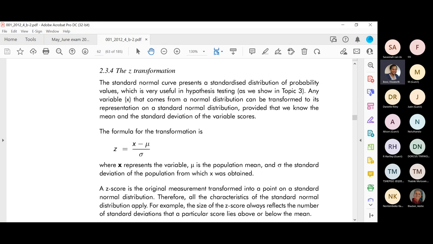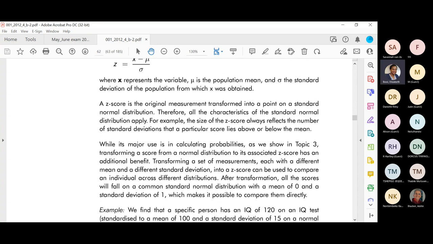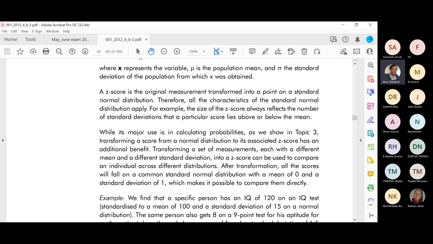Any variable x that comes from a normal distribution can be transformed to its representation on the normal distribution, provided that we know the mean and the standard deviation of those scores. Then that is the formula. But it doesn't tell us why we are transforming them.